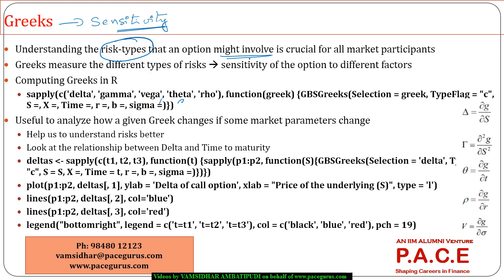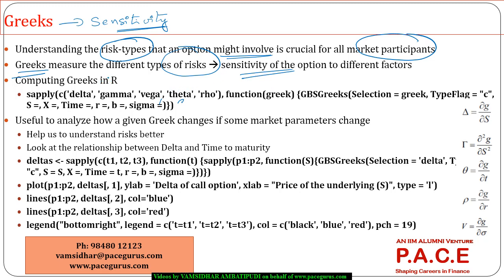And that is very, very important for all of us who are trading in the derivatives sector, who are working in the option sector. All the market participants need to understand the different kinds of risks the options are exposed to, and how the option premium changes with respect to those risks. So the measurement of Greeks primarily helps us understand and compute different types of risks, which talks about the sensitivity of the option to different factors.